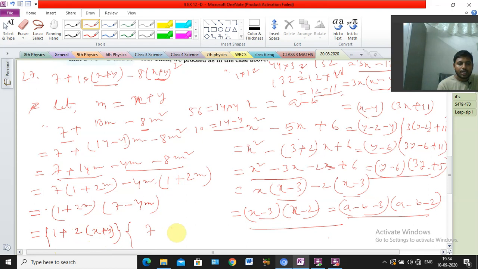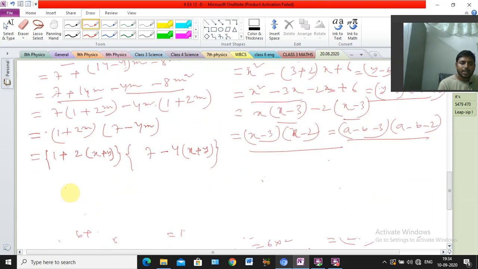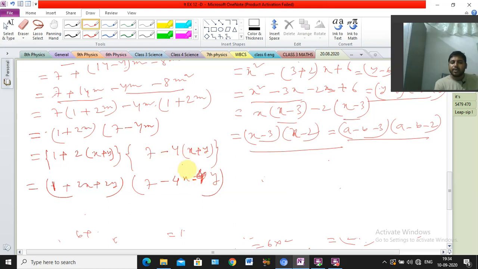So 7 minus 4 into m means x plus y. Clear or not? Understood? Next, that means we are getting here 1 plus 2x plus 2y, and here we are getting 7 minus 4x minus 4y. Clear? Why minus 4y? Because minus is there outside, minus times plus is minus, so that's why we are getting minus 4y. Clear? So this is the answer. Understood? Is it clear, everyone?